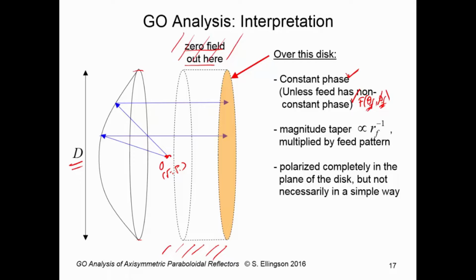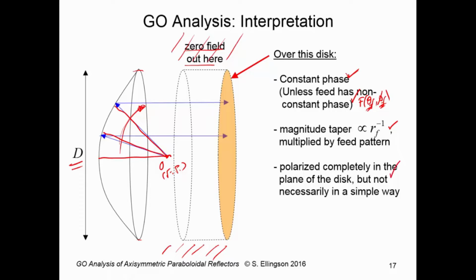I just identified in the previous slide that we will have a magnitude taper. We have one distance r sub f here, we have another distance r sub f here, a third distance r sub f here. In general, r sub f is increasing for increasing angles of theta sub f. Therefore, we expect that the field is getting weaker and weaker, that is, the incident field is getting weaker and weaker, as rays get further and further out in the cylinder.